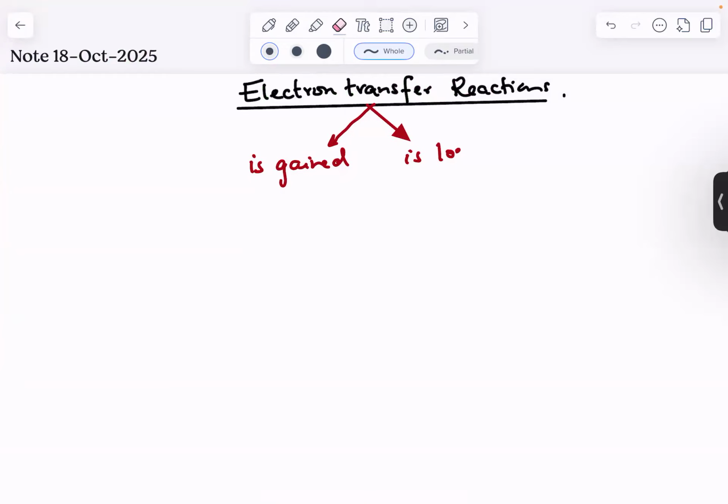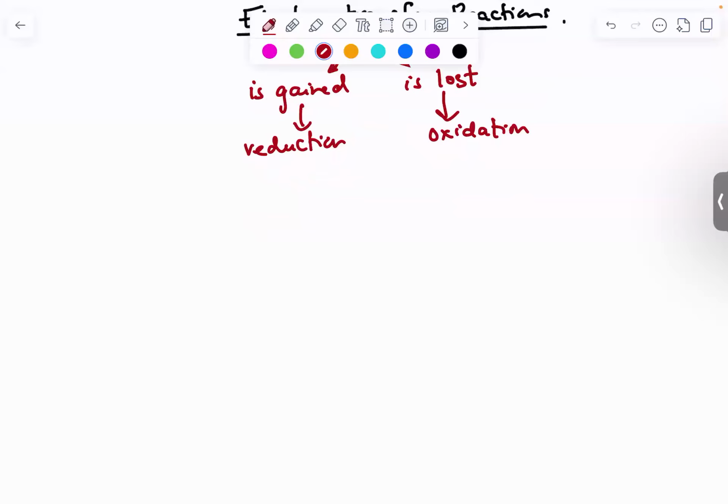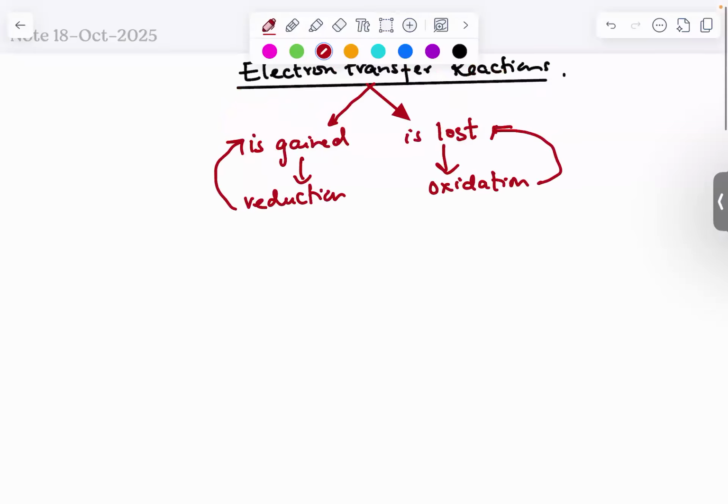Electron transfer reactions, yeah? When we talk about electron transfer reactions, there are two ways in which the electron can be transferred. Either it is gained or it is lost. When an electron is gained, that is called reduction, and when an electron is lost, that is called oxidation. Oxidation is the technical word for electron loss, and reduction is the technical word for electron gain.